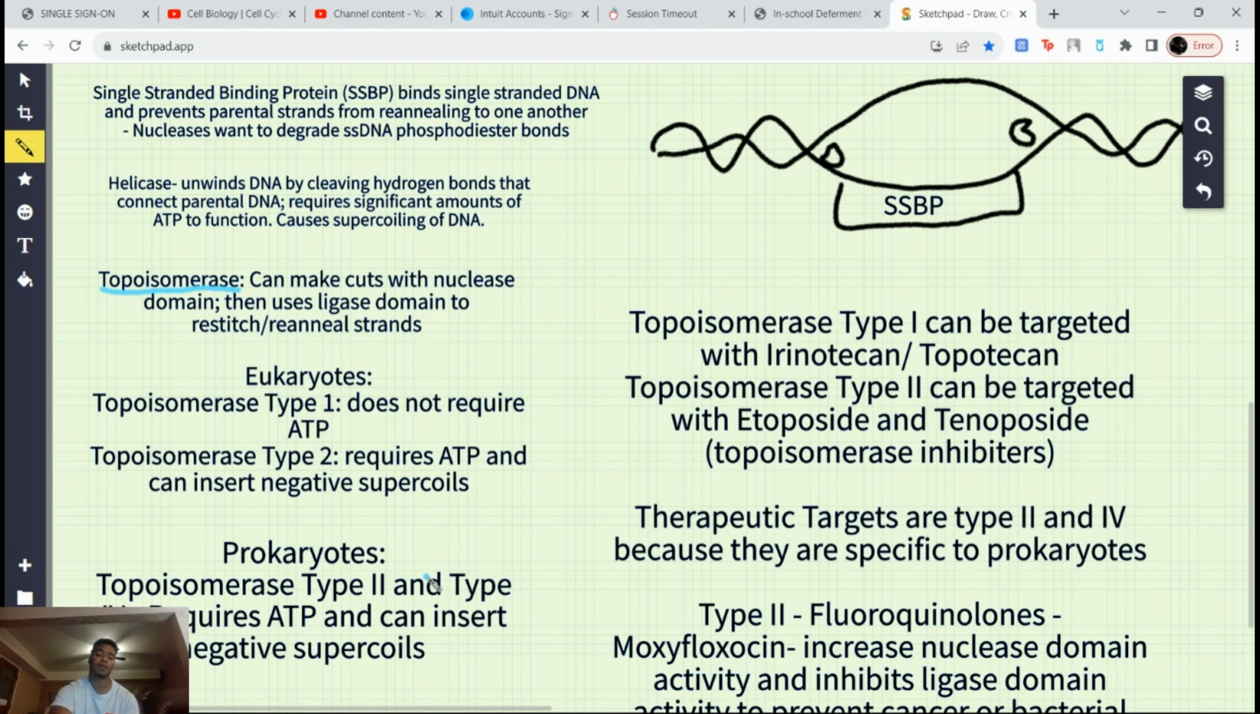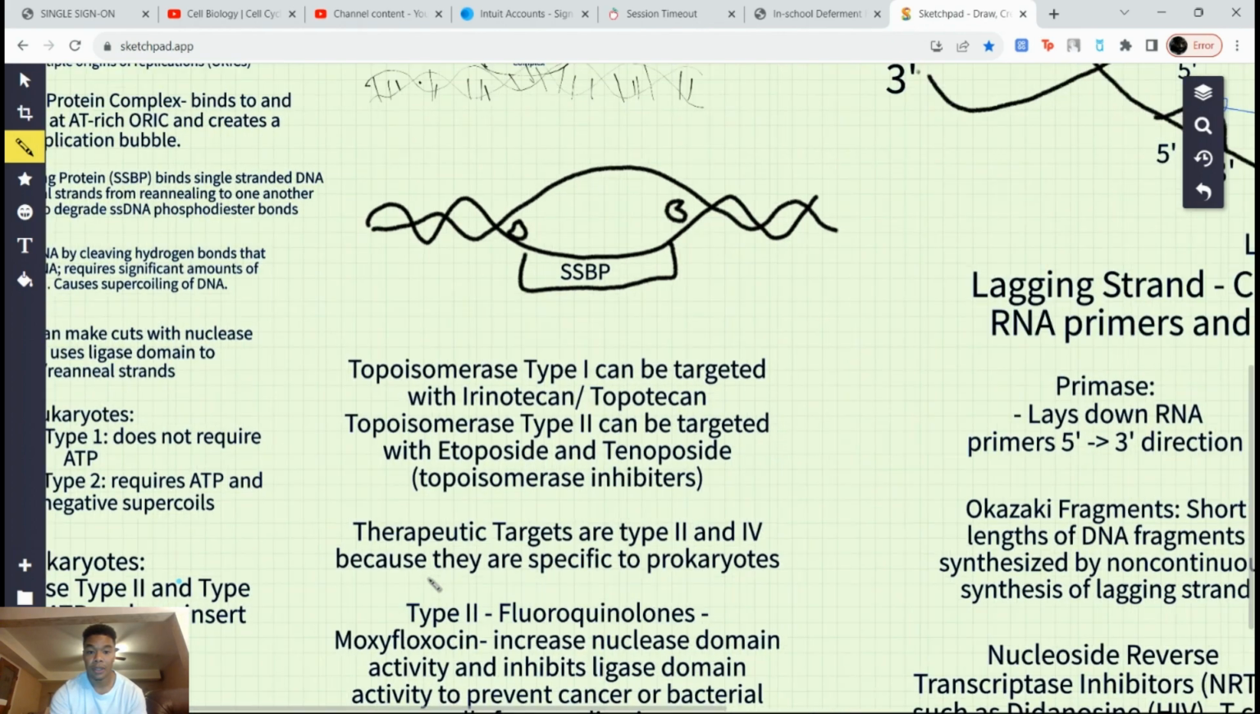Prokaryote topoisomerases both utilize ATP and can insert negative supercoils. Eukaryotes have both topoisomerase 1 and topoisomerase 2, one that doesn't require ATP and one that does and can insert the negative supercoils.